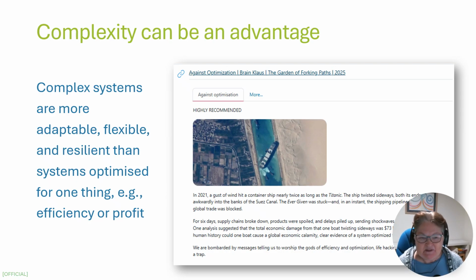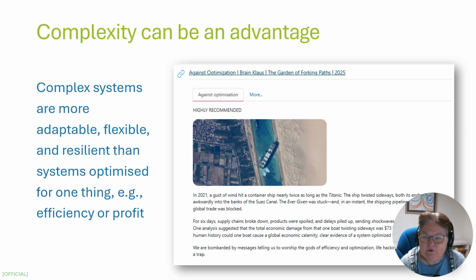I don't know if you remember the Ever Given getting stuck in the Suez Canal during COVID, just when we didn't need it. It showed up the fact that our supply chains are incredibly optimized for just-in-time supply. And it also showed up that our shipping lanes are very reliant on this one narrow shipping lane. And it all fell apart because of a gust of wind.